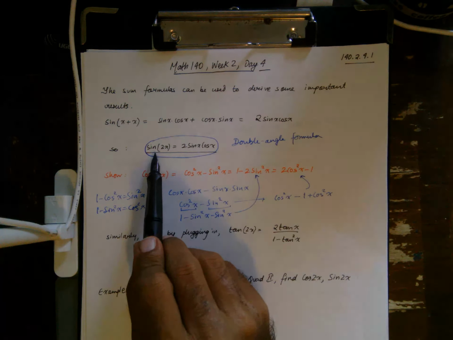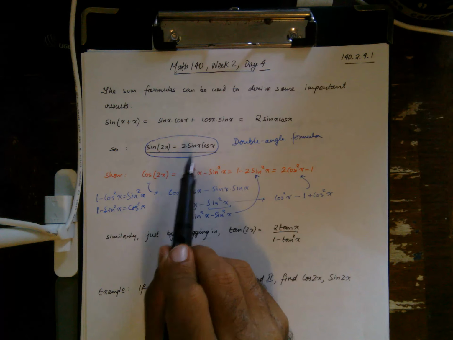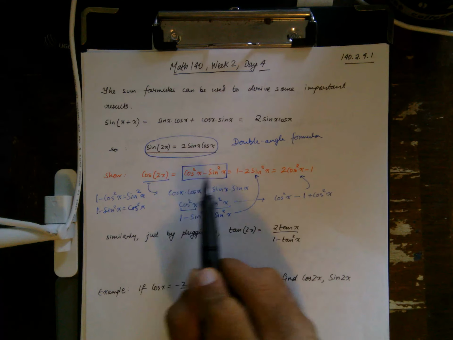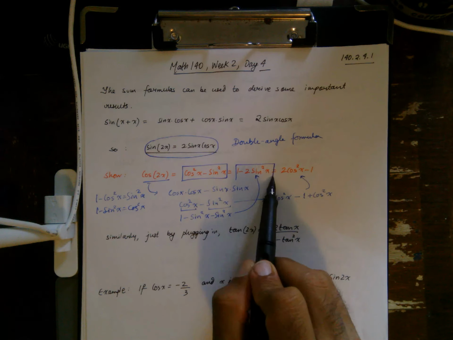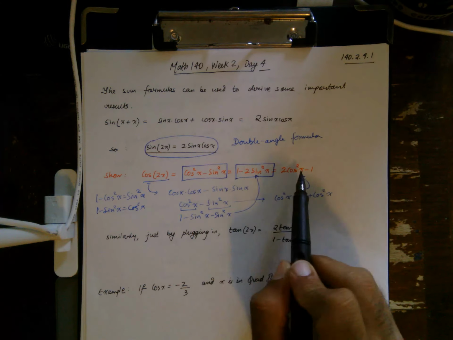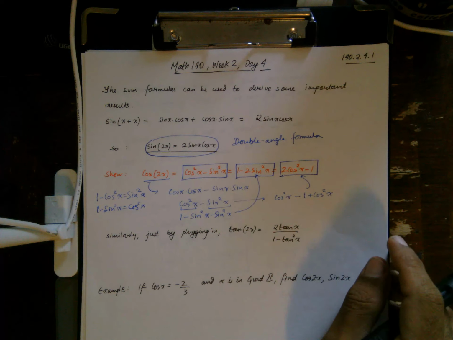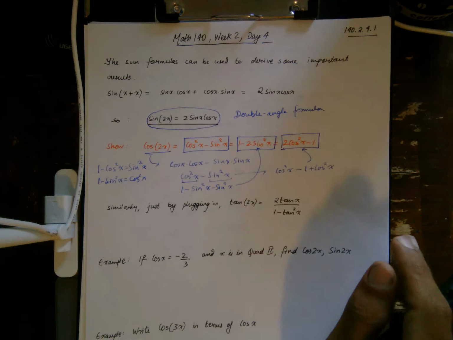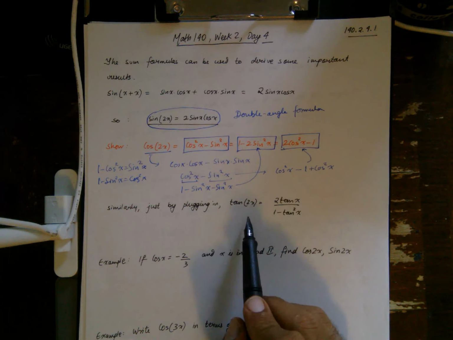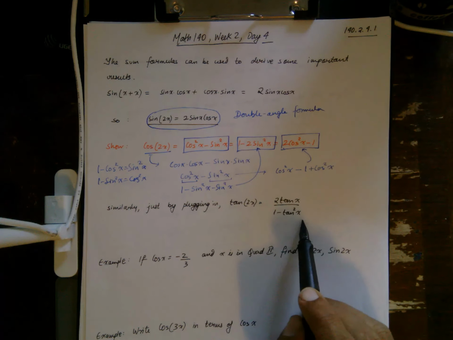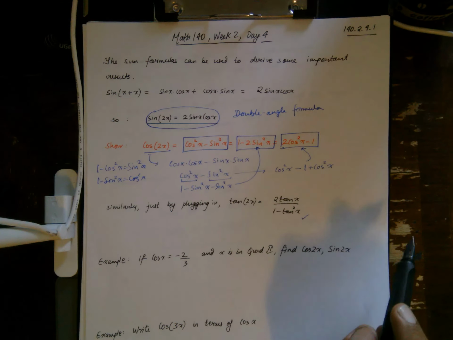So while sine 2x has only one form, cosine 2x has, this is the original form, and then in terms of just sine is 1 minus 2 sine squared, and in terms of just cosine is 2 cosine squared x minus 1. Similarly, if you plug into the formula for tan of x plus y or tan of a plus b, you get this result. Let's look at an example.